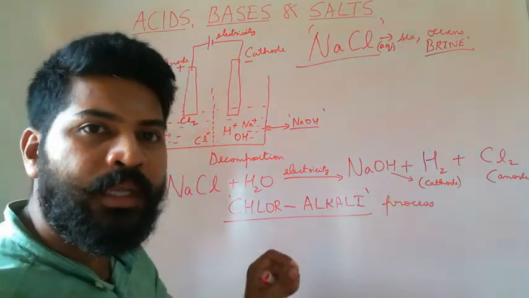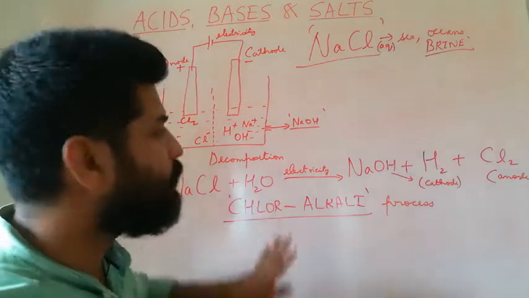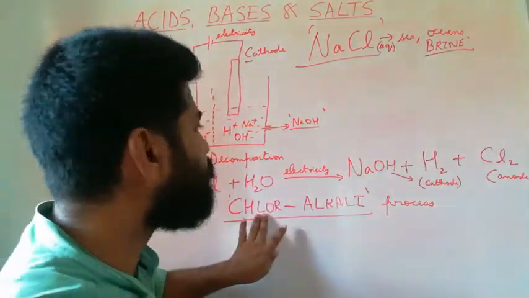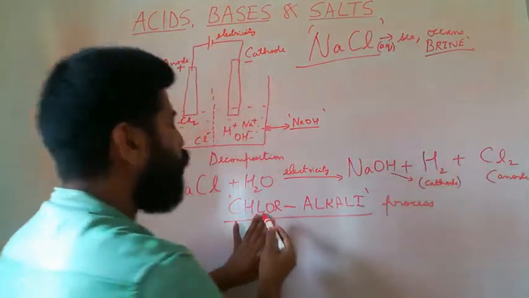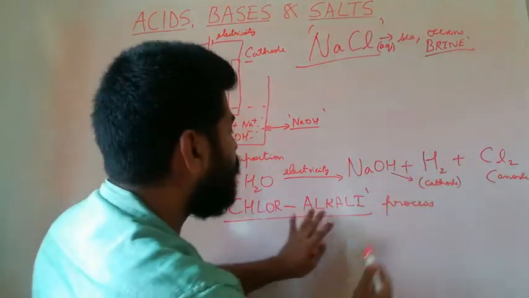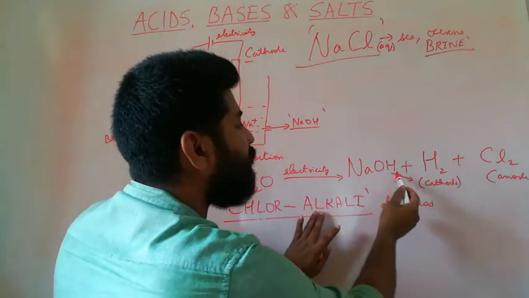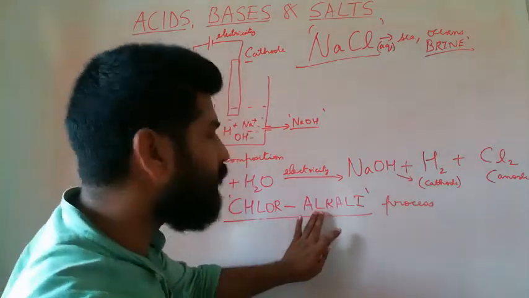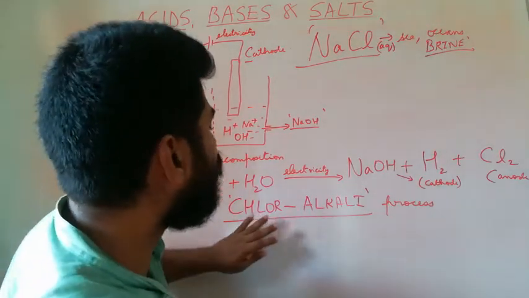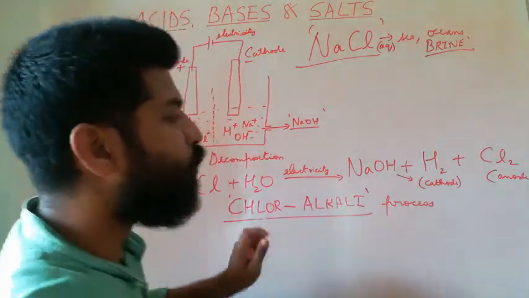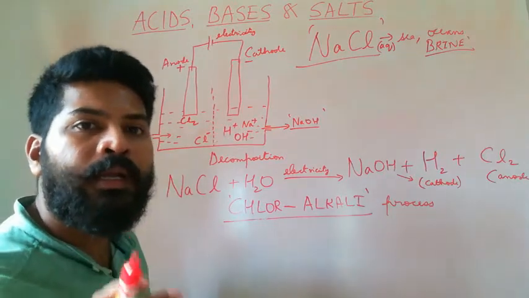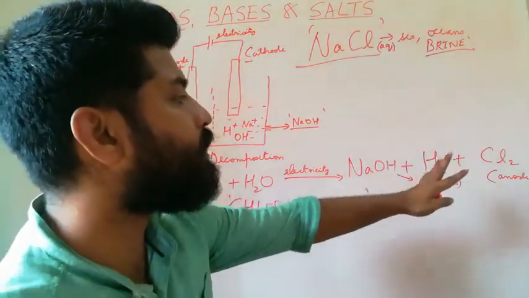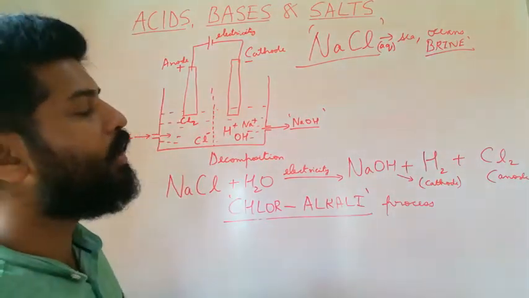Why? Very simple, because in the chemical reaction one of the products formed is chlorine. So chlor, and another product formed is sodium hydroxide, which you know is an alkali. So the name chlor-alkali process for the electrolytic decomposition of brine. And these three products have various industrial uses.